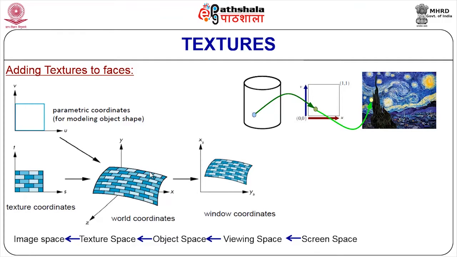Now as you can see here, this is the 3D object which is a cylindrical surface, and this is the bitmap image which we would like to use as texture. So we are trying to take this texture and wrap it around the cylindrical surface. So our aim is to find, for every position on the cylindrical surface, an equivalent pixel from the bitmap texture image.